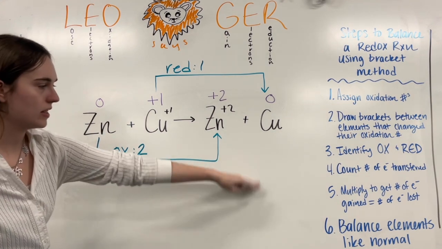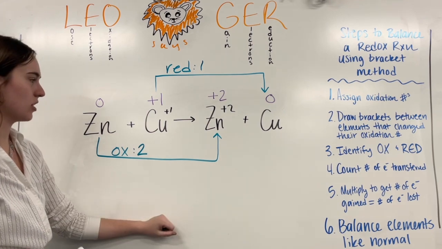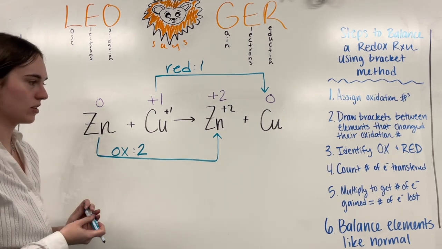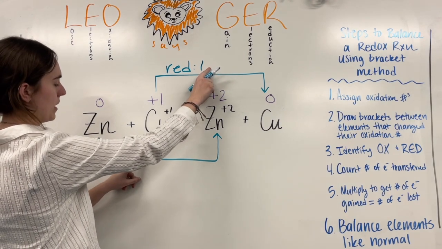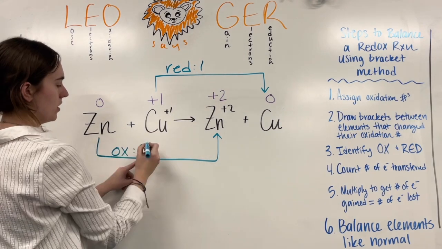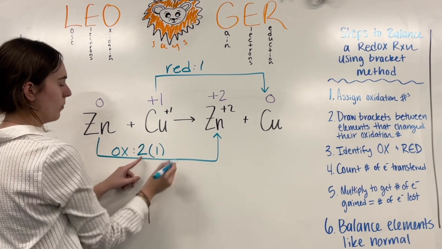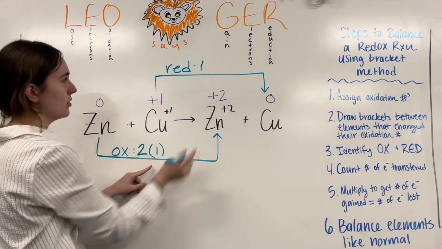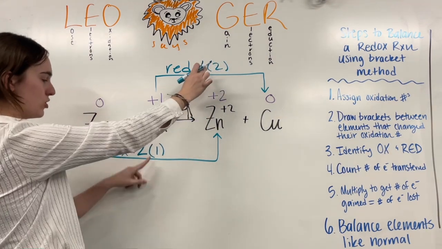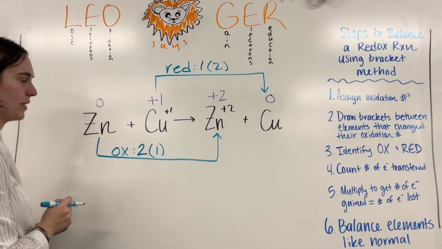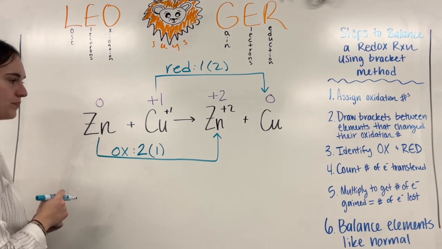But if we follow these steps, we're going to actually balance that charge so we don't lose track of any electrons. To do that, our goal is to make both of these numbers the same, the number of electrons that were transferred. So if I multiply this by 1, this number will still be 2. If I multiply this by 2, I make it 2 and 2. They're the same if we multiply by those numbers.